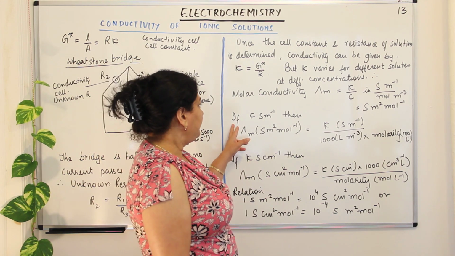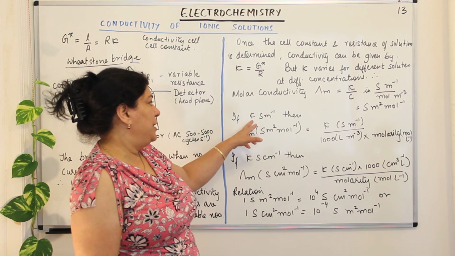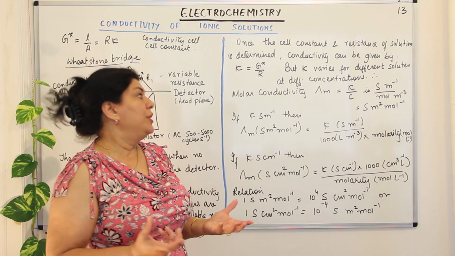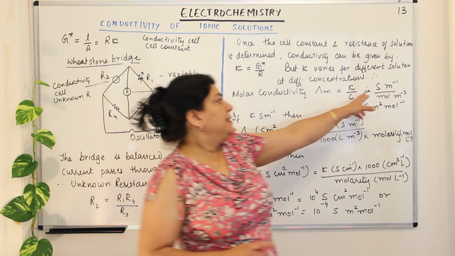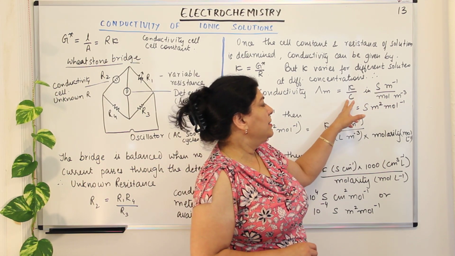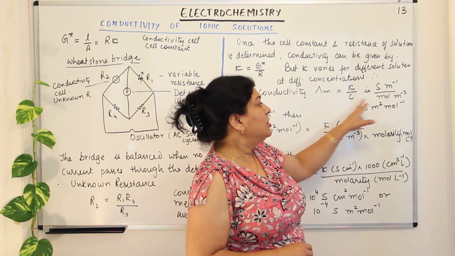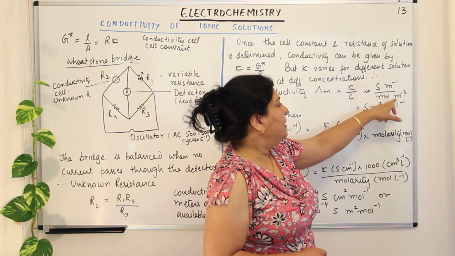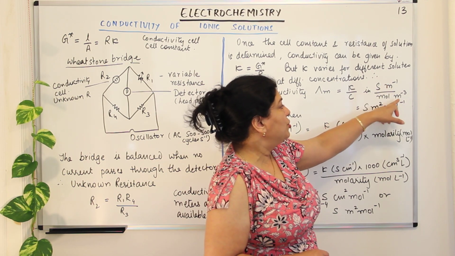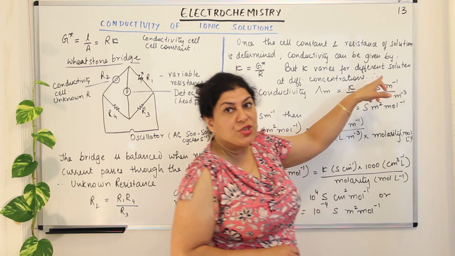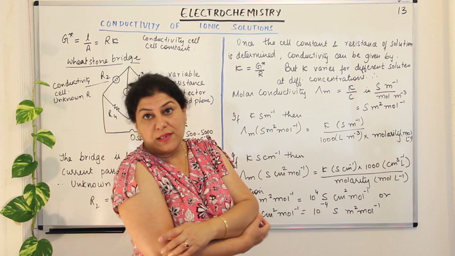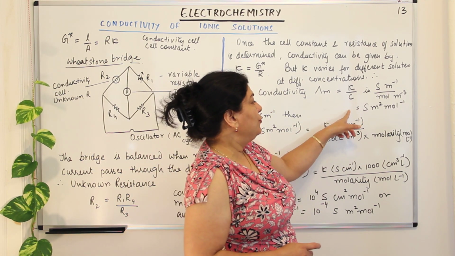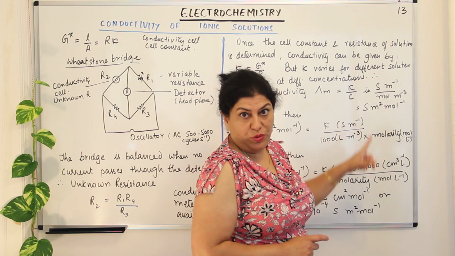How do we do that? If you take conductivity, that is kappa, to be in Siemens per meter, then what would be the units for the molar conductivity? Siemens per meter divided by the concentration in moles per meter cube. So when you solve this, it will be Siemens, meter minus 3, meter minus 1. This meter minus 3 will go up as meter square. Minus 1 and minus 1 would get cancelled, so you'll get meter square and mole inverse. So the unit would be Siemens meter square per mole.